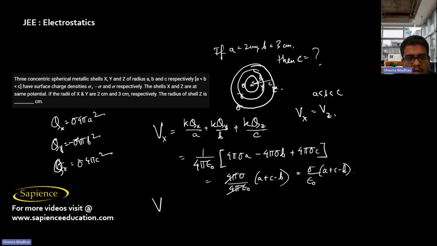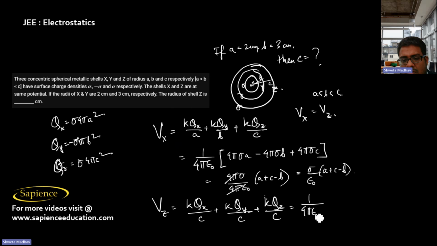And the potential at the shell Z will be equal to KQX by C plus KQY by C plus KQZ by C, since Z is outside the shells X and Y. This will be equal to 1 by 4 pi epsilon naught C into 4 pi sigma into A square minus 4 pi sigma into B square, then plus 4 pi sigma into C square.